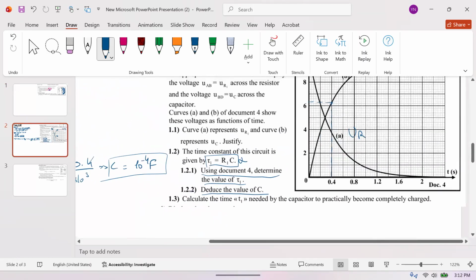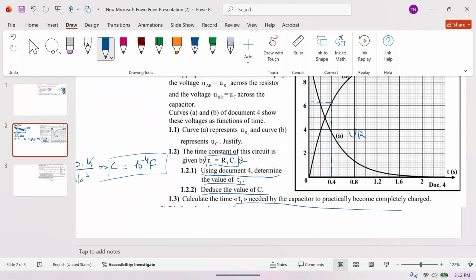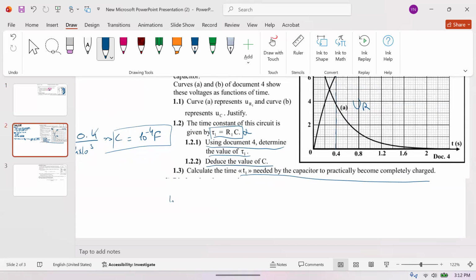Now 1.3, calculate the time T1 needed by the capacitor to practically become completely charged. We all know that when the capacitor is completely charged or discharged, we say that the time should be at least or greater than 5 tau. It's not 5 tau exactly, but we consider it approximately. So 5 tau is equal to 5 times 0.4, which is 2 seconds. So we should have a time of at least 2 seconds, so we can say 100% that the capacitor is completely charged.